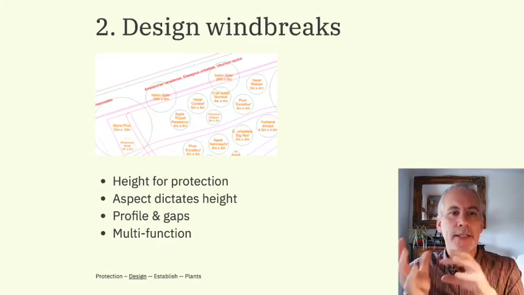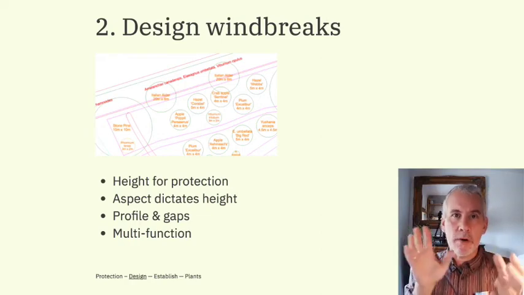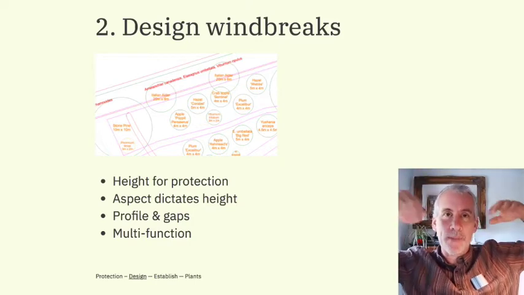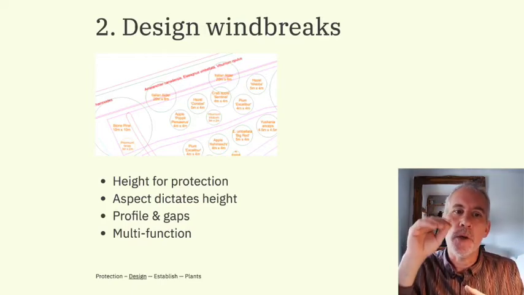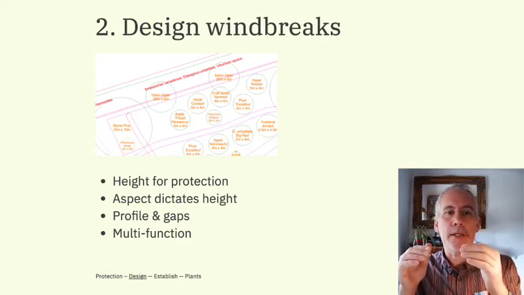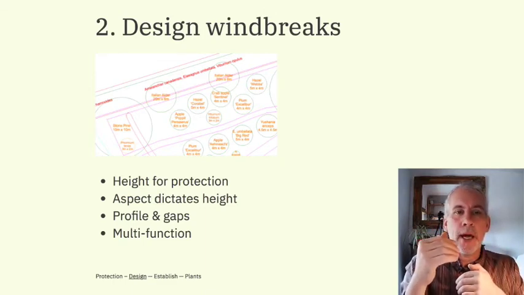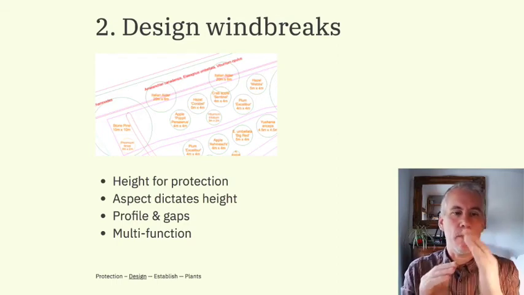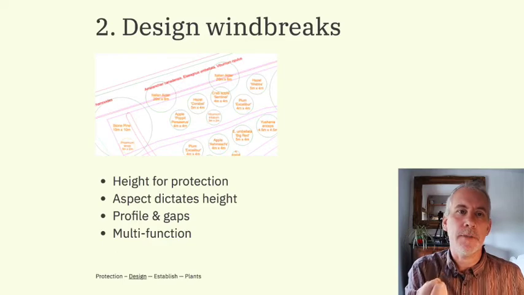The aspect dictates the height, and that depends on the orientation of the garden, where the south is, where west is, and where east is, and north, where the points of the compass are, which determines how much light comes in. And that's the critical part, that you don't want to shade stuff out, but you do want to give protection. So it's a balancing act. And then we'll look at the profile of the windbreak, whether it's a sloping windbreak or an upright windbreak, and the multifunction aspect of a windbreak as well.